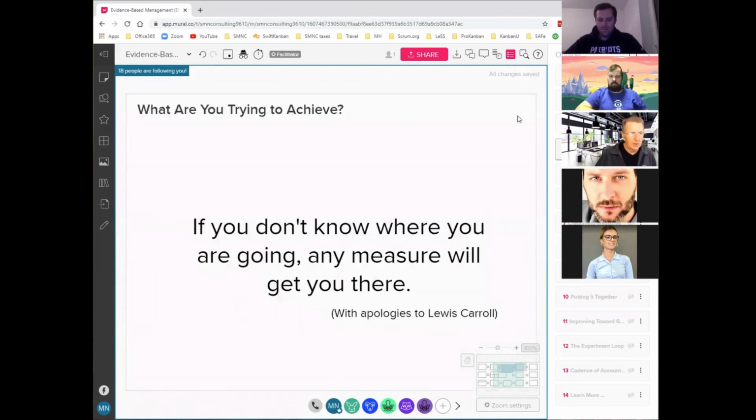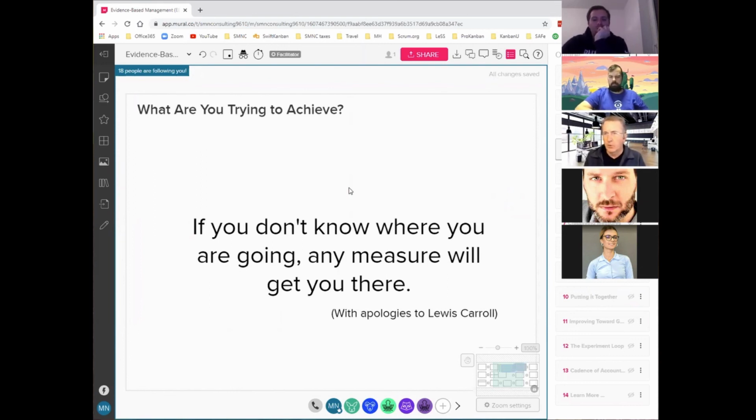So now let's think about this idea of what are you trying to achieve? Remember, I asked that question before, and here's a little paraphrased quote. My apologies to the author, Lewis Carroll, from Alice in Wonderland. If you don't know where you're going, any measure will get you there. He was talking about roads, but we'll talk about measures, right? In other words, we've got to know the goal. What are we trying to achieve?